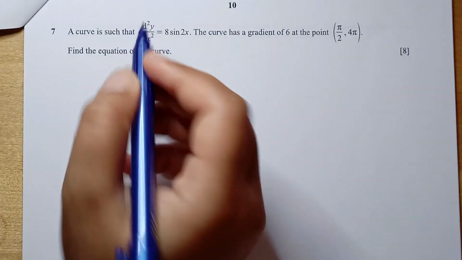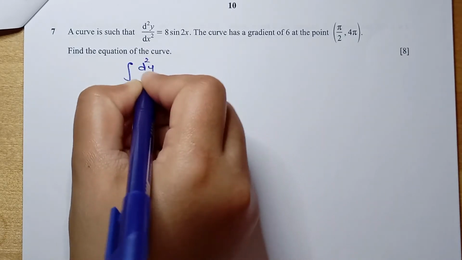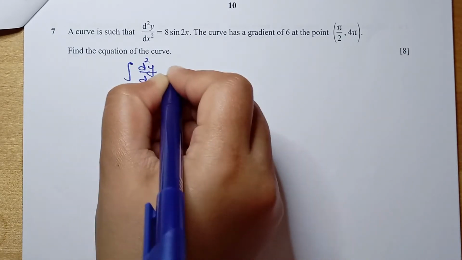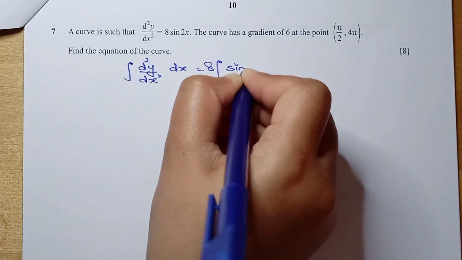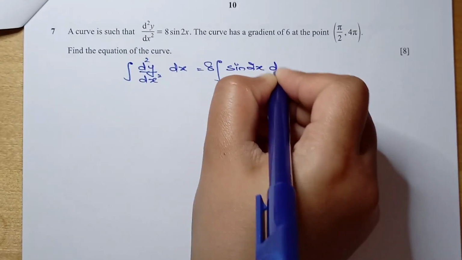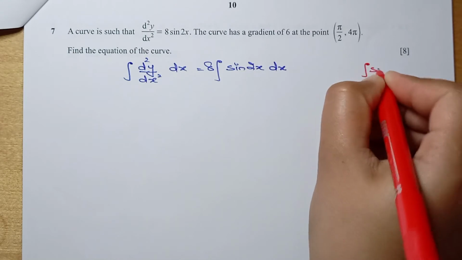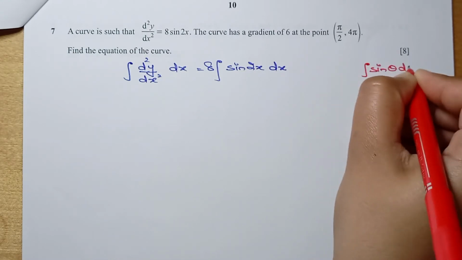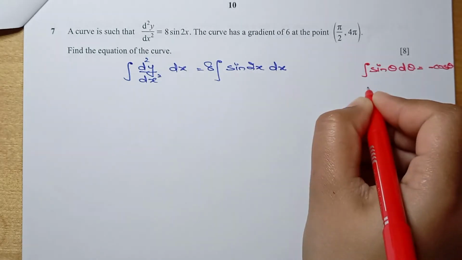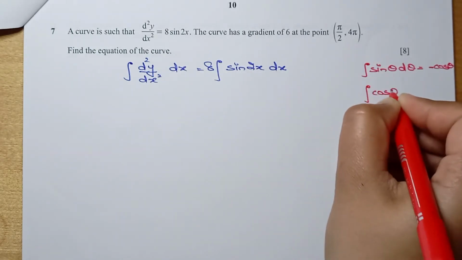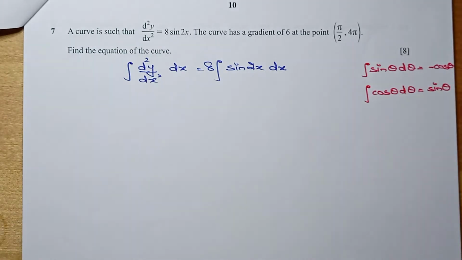So how can we find the y value? We need to do integration twice. So integration of d2y over dx square with respect to dx, and here 8 is outside, integral of sine 2x dx. Okay, so the formula for integration of sine theta d theta is equal to minus cos theta, and the integration of cos theta d theta is sine theta plus some constant as well, right?